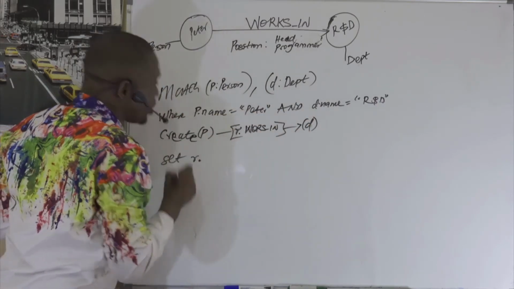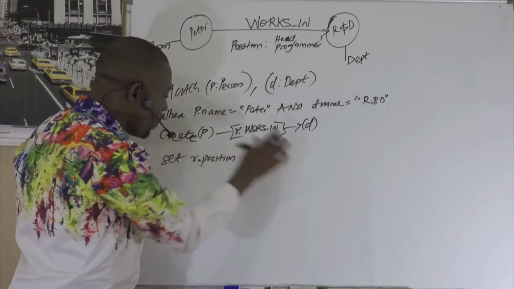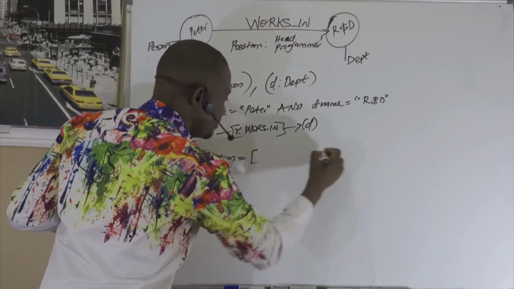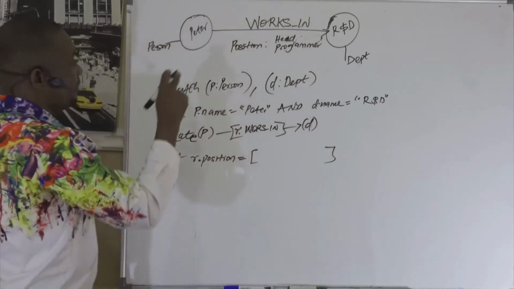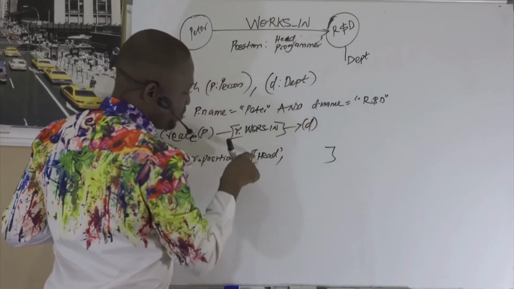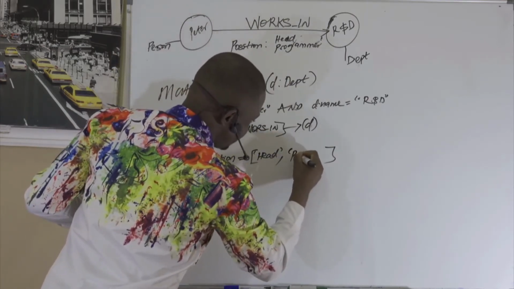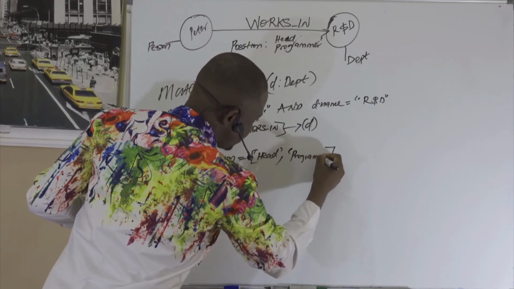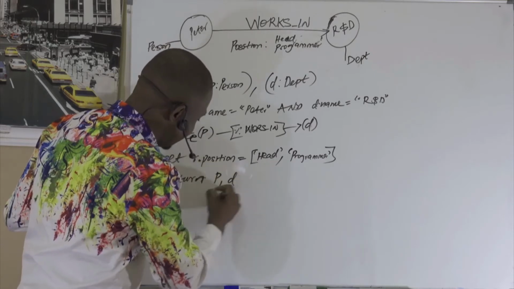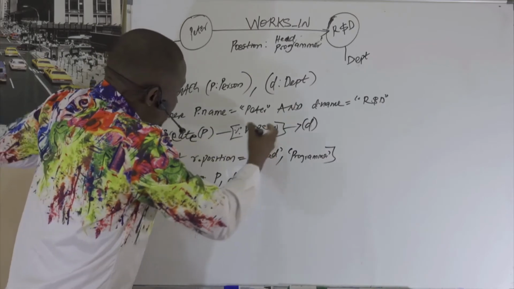R dot position. R dot position. What are the positions? The positions are, okay, first head of department. You can use single or double quote, and also as a programmer. The word you need to return now to see your result, P and D. Then this one is broader. This one is helping you to expatiate on this line.